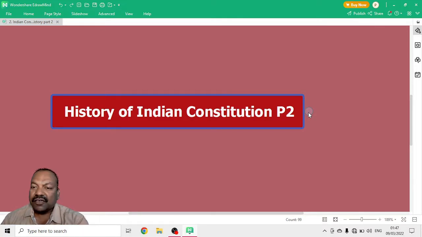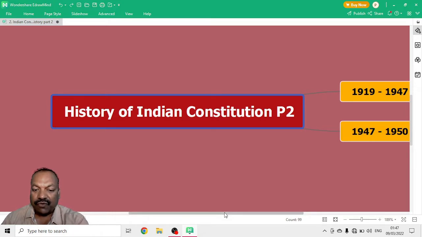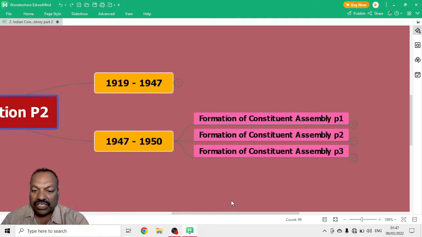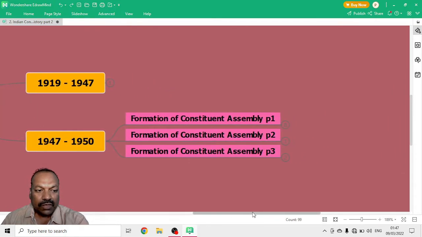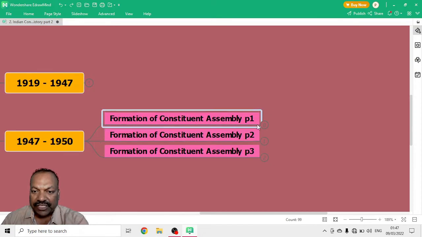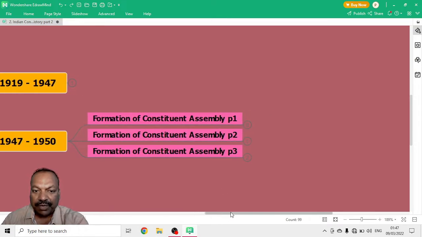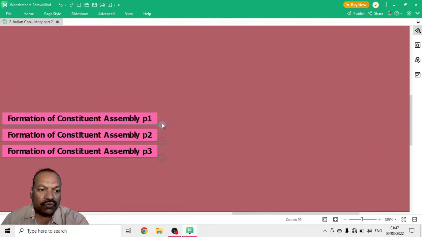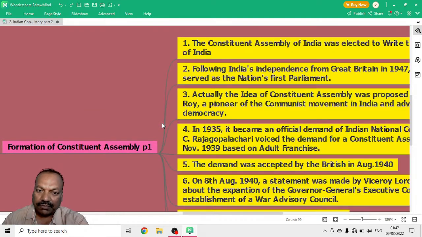Welcome back, dear friends. We were looking into the history of the Indian Constitution, and in our last lecture, we completed part second, sub part fourth. Now we are going to sub part fifth, that is from 1947 onwards up to 1950. This part has been created in three points, that is formation of Constituent Assembly part 1, part 2 and part 3. Now we'll look into formation of Constituent Assembly part 1.